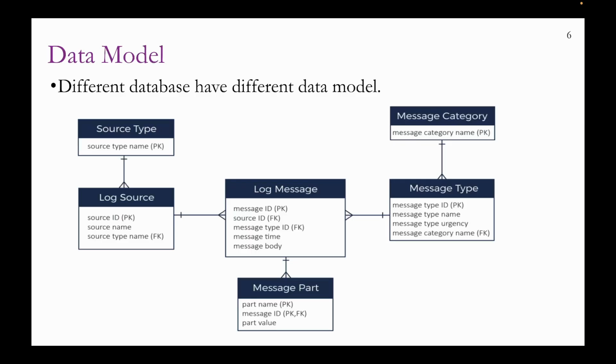Different databases have different data models. In this example, we can see that data are in different tables which are connected to each other using foreign keys and primary keys, which we will learn more about in the next chapters.